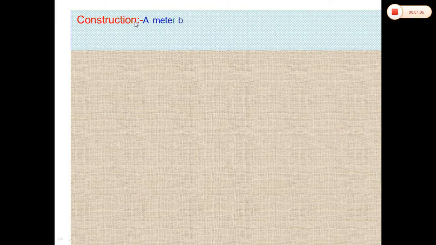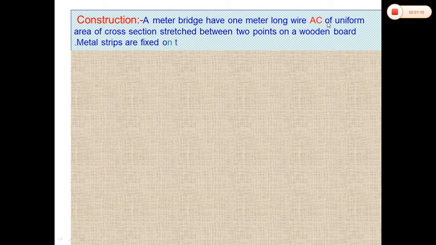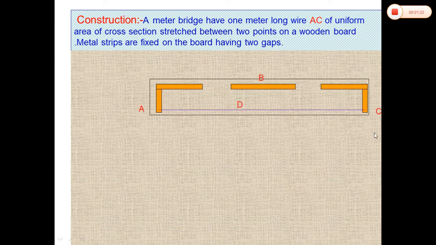Construction. A meter bridge has a 1 meter long wire AC of uniform area of cross section stretched between 2 points on a wooden board. Metal strips are fixed on the board having 2 gaps. Students, this is a wooden board, and on this wooden board AC is a 1 meter long wire which is stretched between these 2 points, and these are the metal strips. These metal strips have 2 gaps, this gap and this gap.